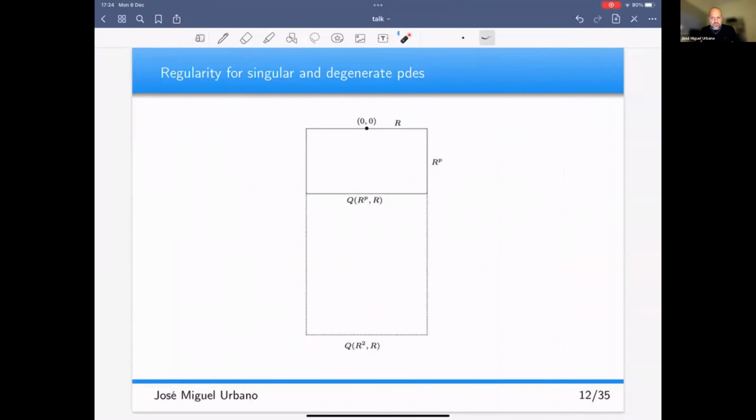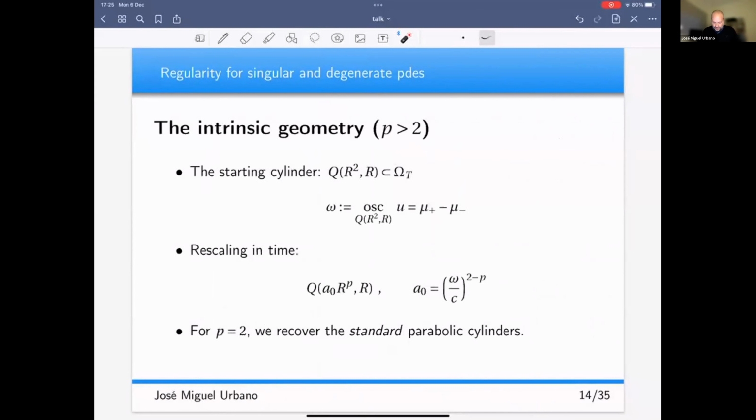So the analysis is typically done in boxes that reflect the natural homogeneity of the PDE. So for the P-Laplace equation, you would scale like r in space and r to the p in time, right? This is what you would expect. But if you do the analysis in boxes like this, things do not work. So what we have to do is to somehow stretch these boxes and do the analysis in boxes of the form r in space, a0 r to the p in time. So the time length of this box must be stretched according to a factor, a0, and this a0 has exactly this form.